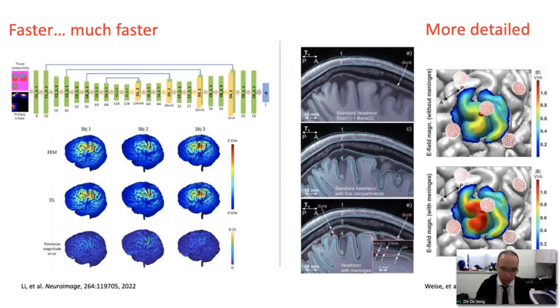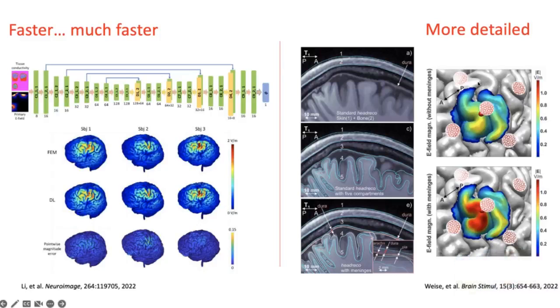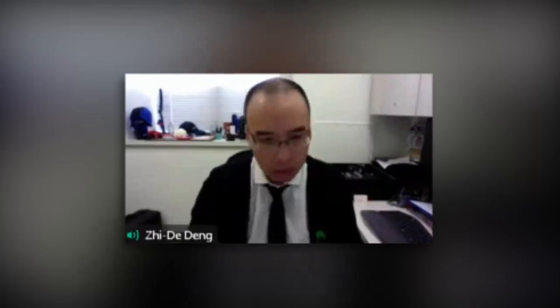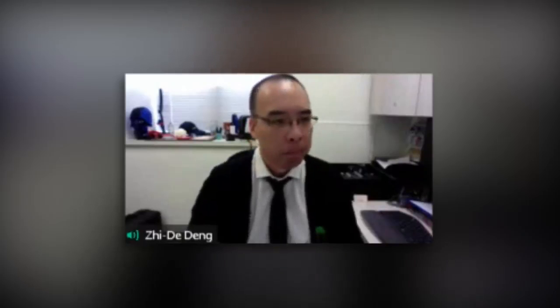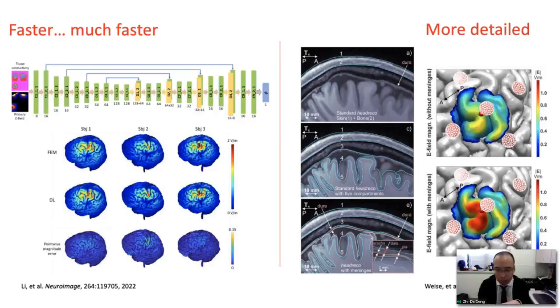Finally, I would like to talk about some more recent developments on the electric field modeling technique itself. First, the finite element models that we use to generate these electric field models are very computationally intensive, and we need to also consider the accuracy of these models. Here are some recent works improving both the speed and accuracy of the E-field models, starting with the work on the left, led by Dr. Hongming Li and Yong Fan at the University of Pennsylvania, using a deep learning approach to predict the electric field.